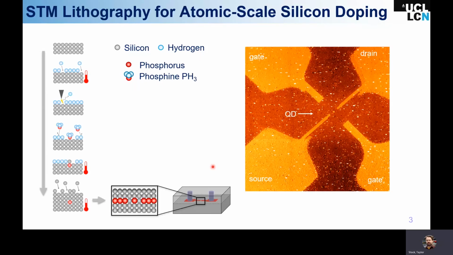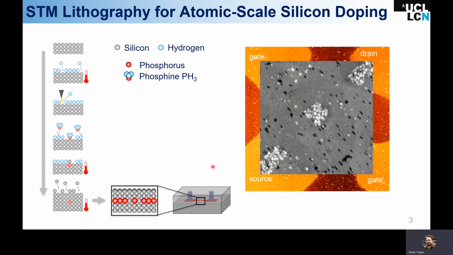Here's an example of the hydrogen lithography stage of a quantum dot single electron transistor with in-plane side gates that we've fabricated at the LCN. Here we zoom in, take a close look at the quantum dot at the precursor exposure stage, and you can see the molecules absorbed just in the patterned region.